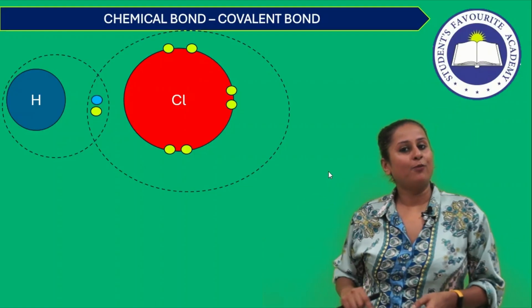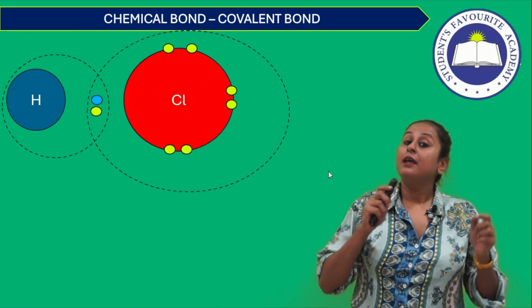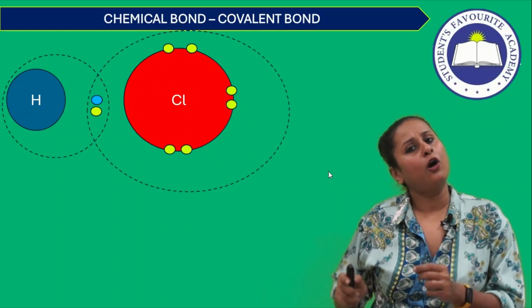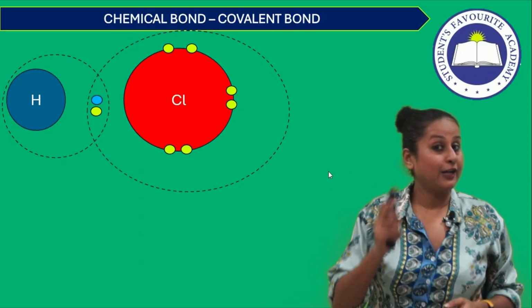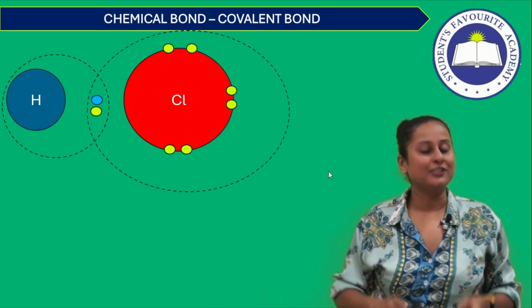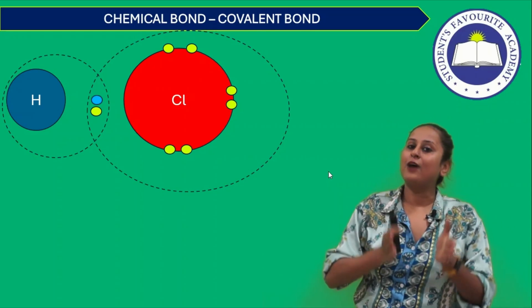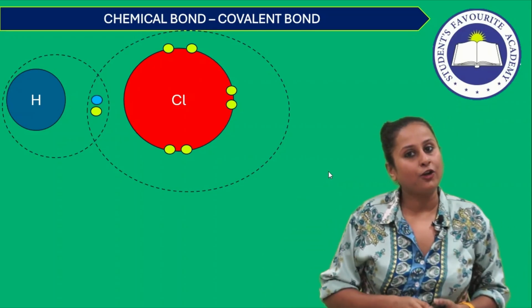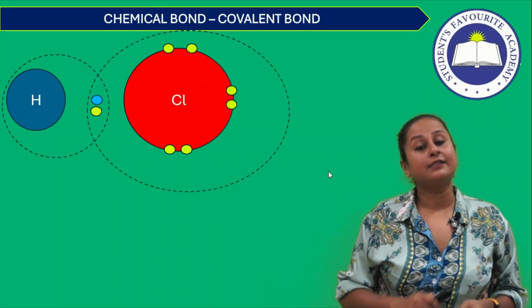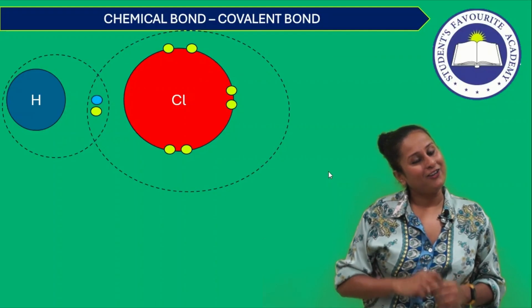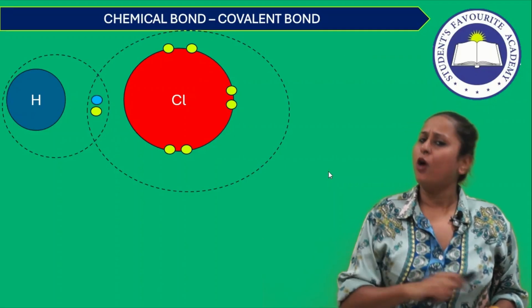So these types of bonds are formed by mutual sharing of 1, 2 or 3 pairs of electrons. It cannot share more than 3 pairs of electrons. So the mutual sharing of 1, 2 or 3 pairs of electrons between any 2 atoms, the type of bond between them is called a covalent bond. Alright, this bond is also called a molecular bond.